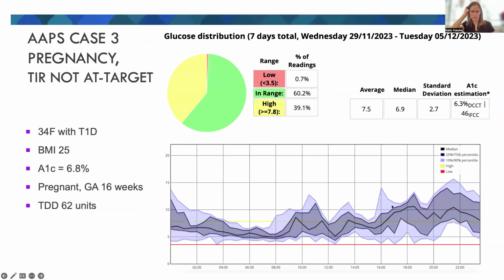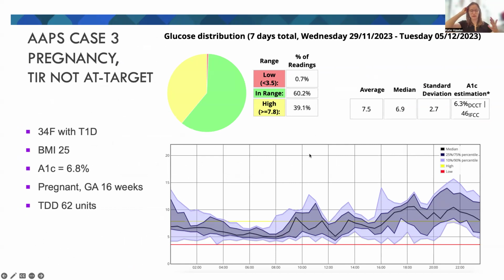So, a case to draw this out and show as an example: this is a pregnant patient, so requirements are changing all the time. She was already on AAPS at this stage, really struggling with nausea and rising insulin resistance. We're at 16 weeks, she's struggling to pre-bolus, and time in range is 60% at a 3.5 to 7.8 target.